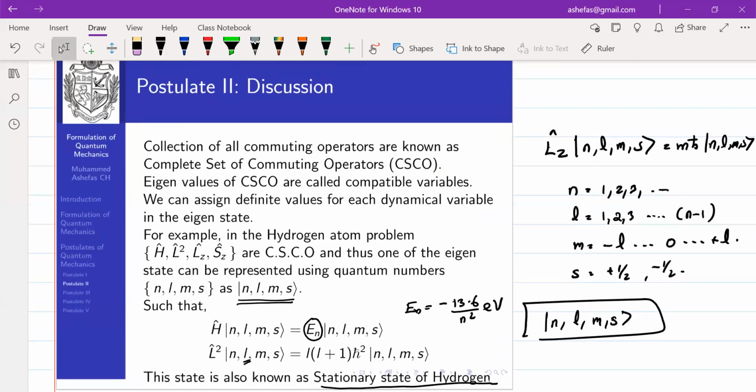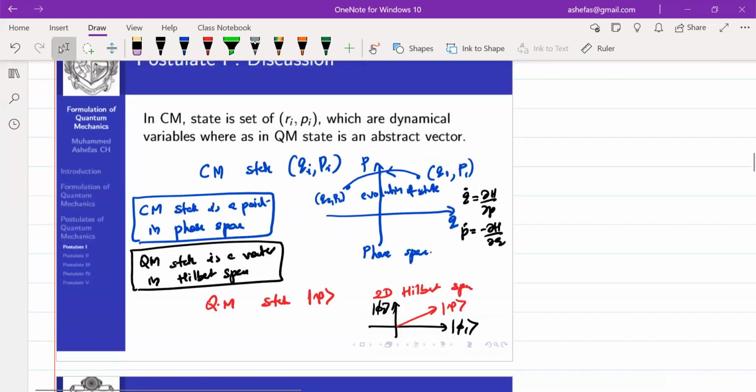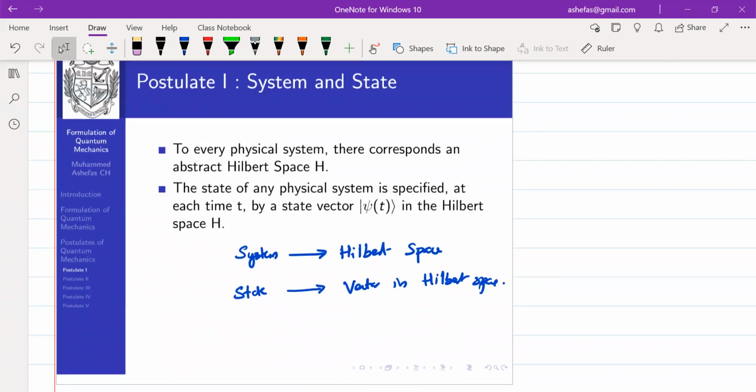So we have two postulates today: postulate 1, based on the system and state, and postulate 2, based on the observation. Postulate 1 states the system is represented by a Hilbert space, and the state is represented by a vector in Hilbert space. Postulate 2 states all observations or measurements are represented by a Hermitian operator in the Hilbert space, and the results of individual measurements are the possible eigenvalues of such operators. That gives a new phenomenon called the collapse of the state vector.